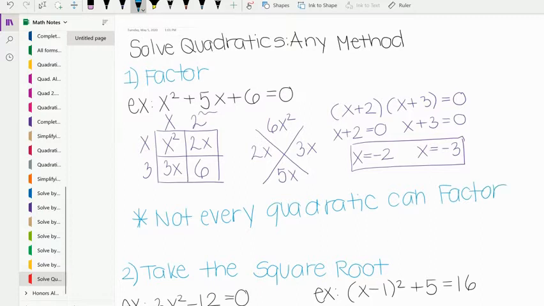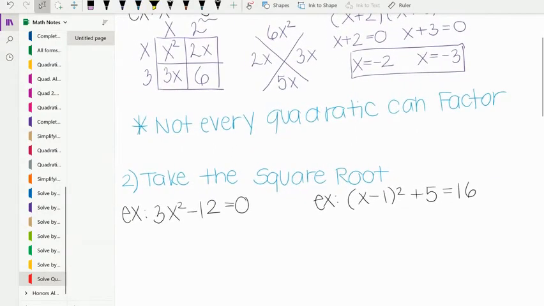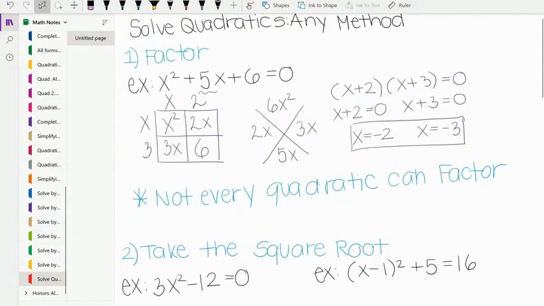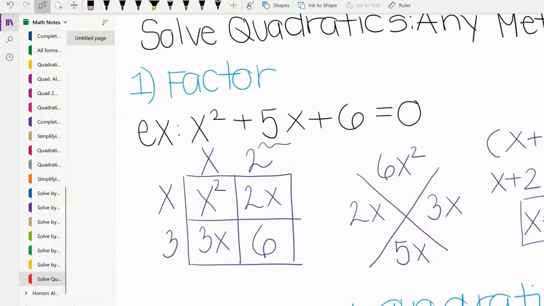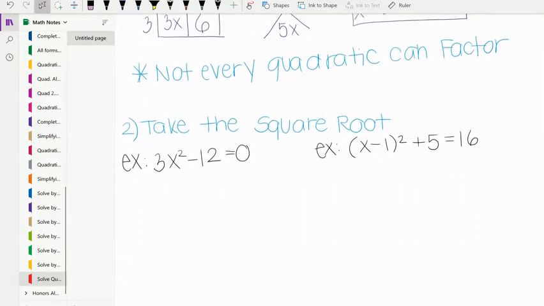So the next method that we talked about was taking the square root. This is also another quick and easy method, but it doesn't always work. So looking back at this first example, x squared plus 5x plus 6, we can't take the square root because we have two different x's, so there's no way to really isolate the x. But in this problem, we're missing a b value, so this makes a perfect choice for taking the square root because we're able to isolate the x. So in taking the square root, you're isolating the x and solving for it.